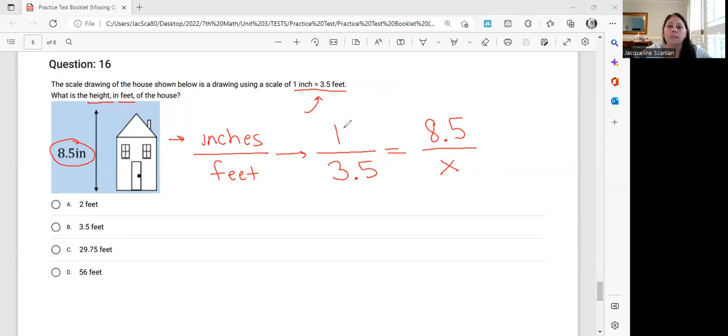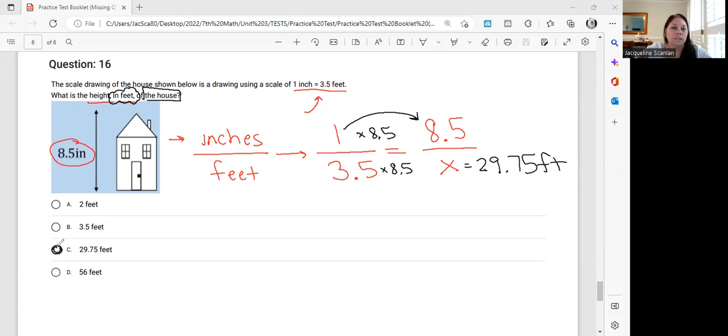And again, I'm in good luck here because I know how to get from 1 to 8.5. I multiply it by 8.5. And whatever I do to the top, I'm going to do to the bottom. So I'm going to go ahead and do 3.5 times 8.5, and I get 29.75. And what does that represent? That represents that the actual house, in feet, is going to be 29.75 feet tall. C.